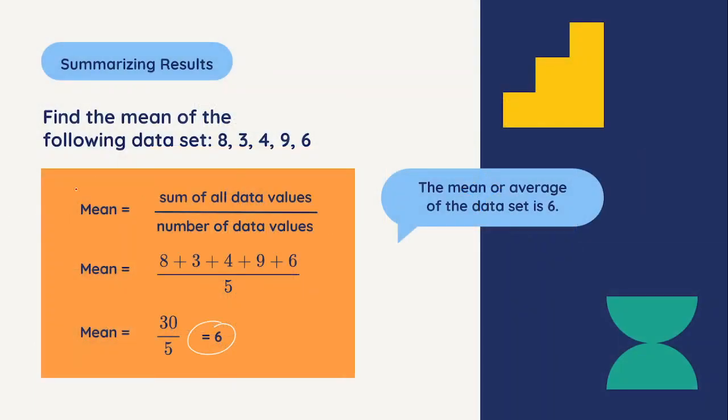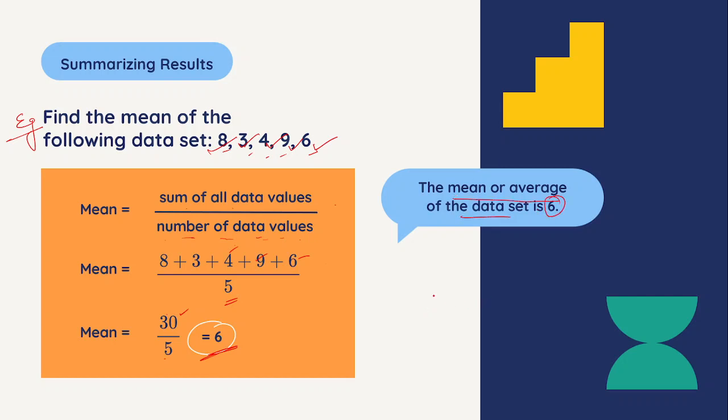Now the question is, find the mean of the following data set: 8, 3, 4, 9, 6. This is one data set, you need to find the mean. What's the formula for mean? Sum of all the data values upon number of data values. So sum is what? 8 plus 3 plus 4 plus 9 plus 6. We have added all these, we got 30. Upon number of data values, how many data values are there? 1, 2, 3, 4, 5. So there are total 5 values. So 30 divided by 5 will be 6.